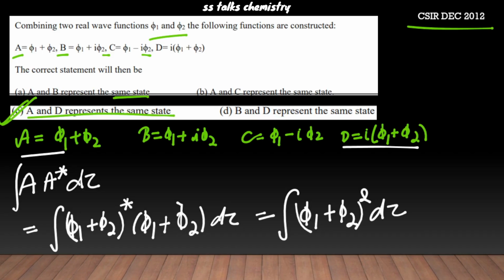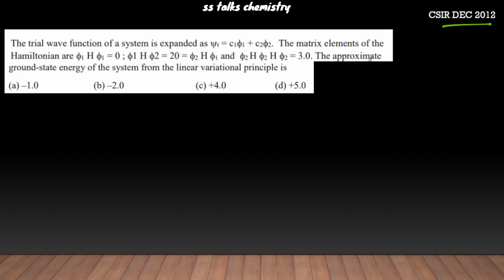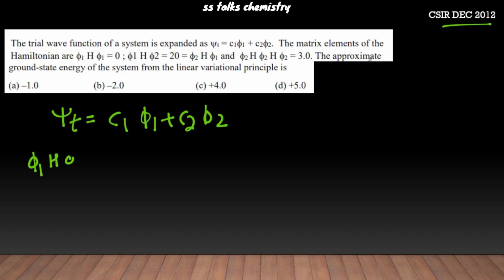Okay. Next, again December 2012. The trial wave function is expanded. So the trial wave function is given as C1 phi 1 plus C2 phi 2. The matrix elements of the Hamiltonian: phi 1 H phi 1 is 0. That means it is the value of H11. Next it is phi 1 H phi 2. This value is 2. So this is not 20, it is 2.0, so a decimal is missing. So this is the value of H12, right?